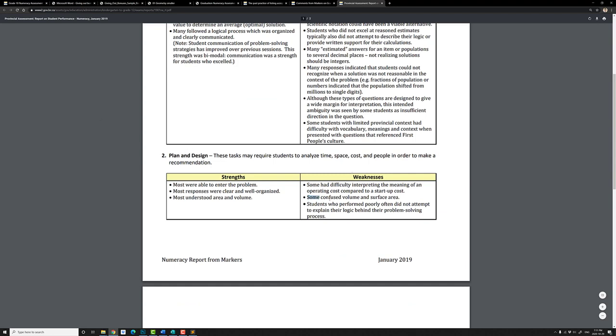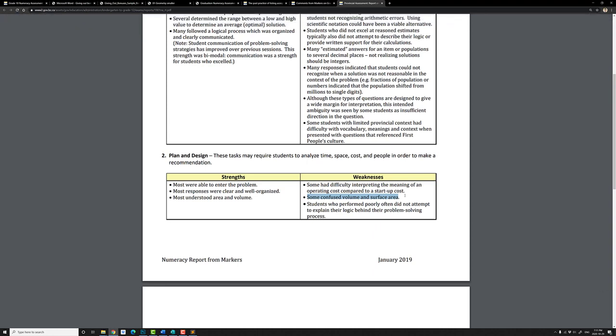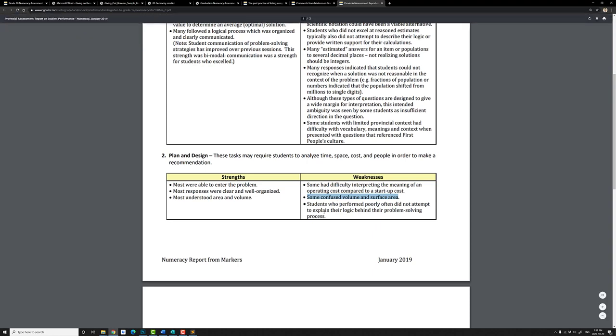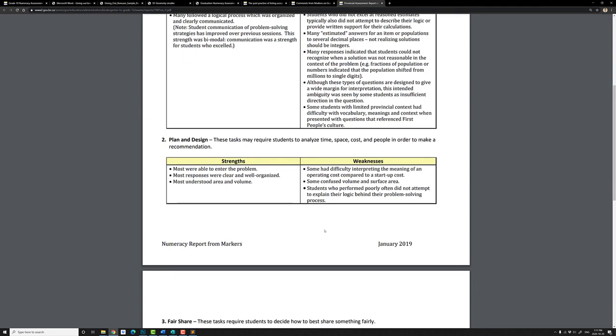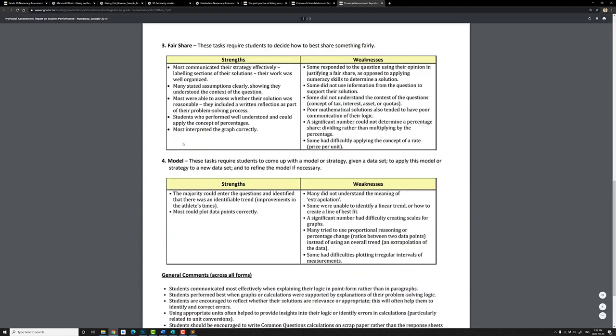As for planning and designing, here's another weakness. Some students confuse the volume and the surface area formulas. Please make sure you're crystal clear. Do not mix up area equals pi r squared versus circumference equals pi d. And again, always show your logic. Show your work. Only about 5% of BC students got a 4 one particular year.